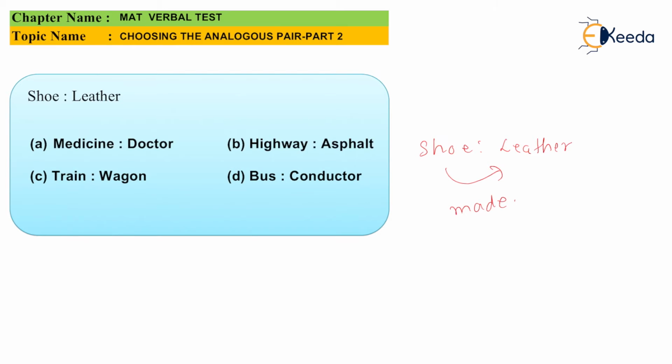So let us see the options again. If I see option B, which is highway is related to asphalt. So is highway made of asphalt? I can definitely say that highways are related to asphalt because we make highways with what? We make it with asphalt. So option B is the right answer.